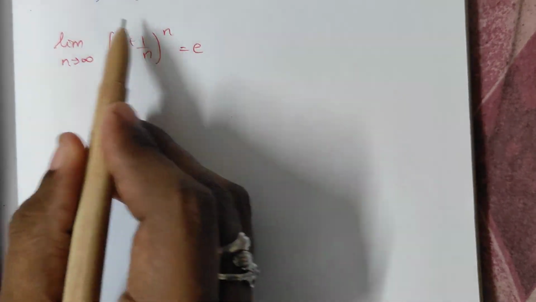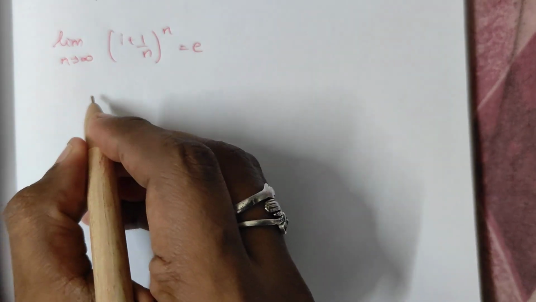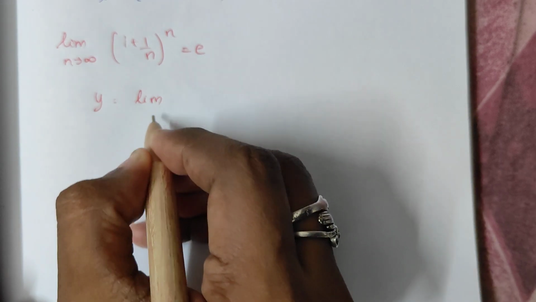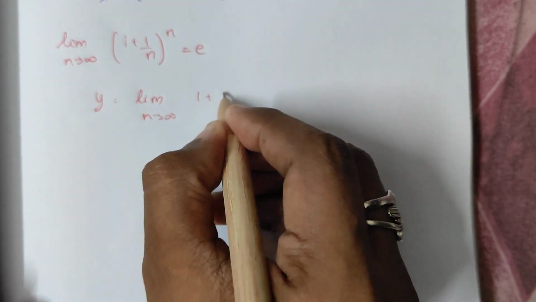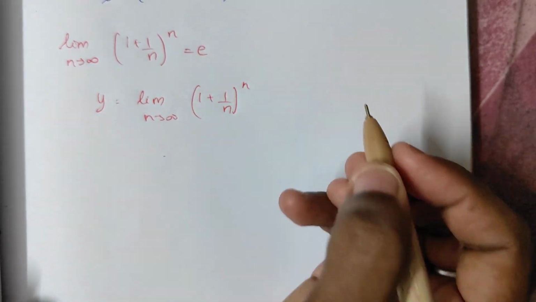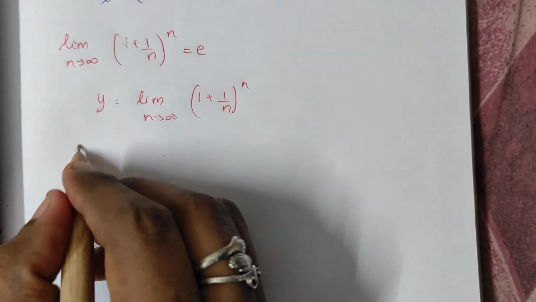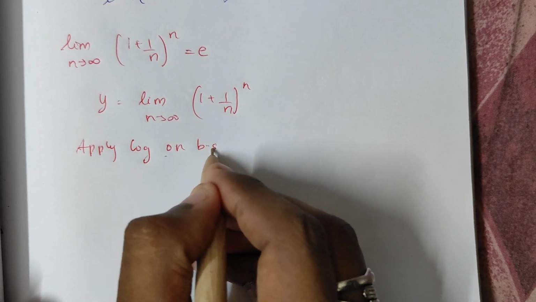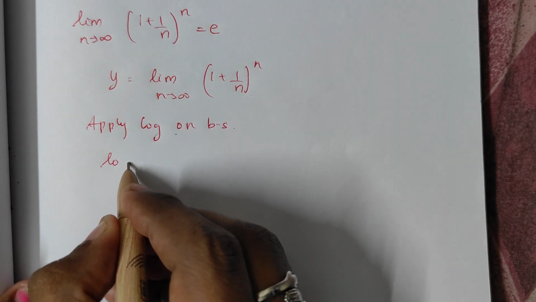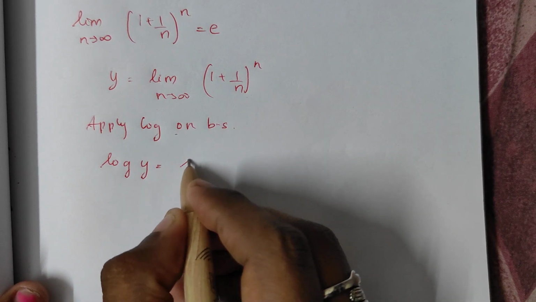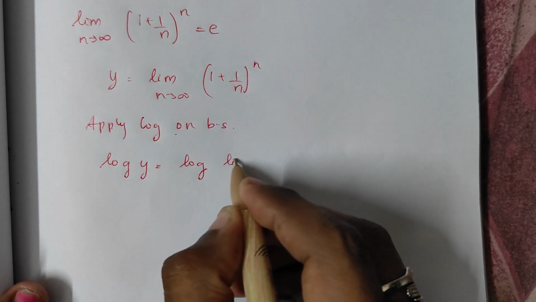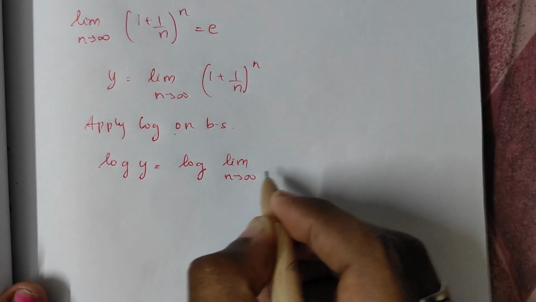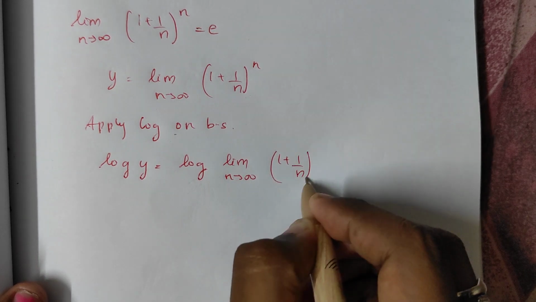So for that, I'm going to consider this left hand side as y is equal to limit n tends to infinity (1 + 1/n)^n. Apply log on both sides. You will get log y is equal to log of limit n tends to infinity (1 + 1/n)^n.